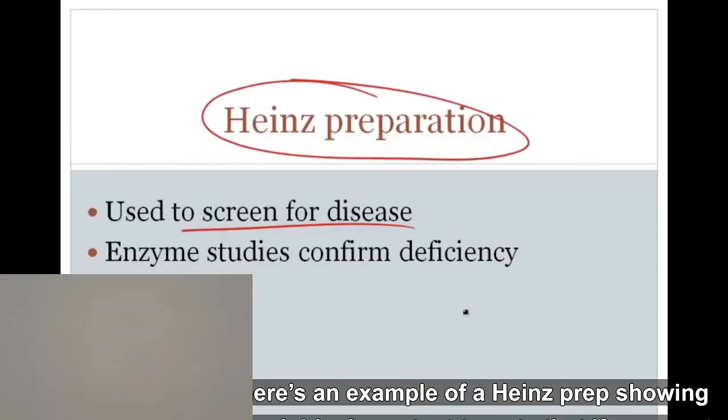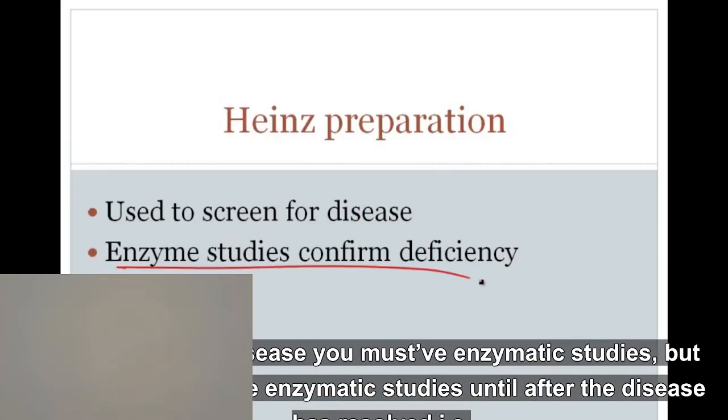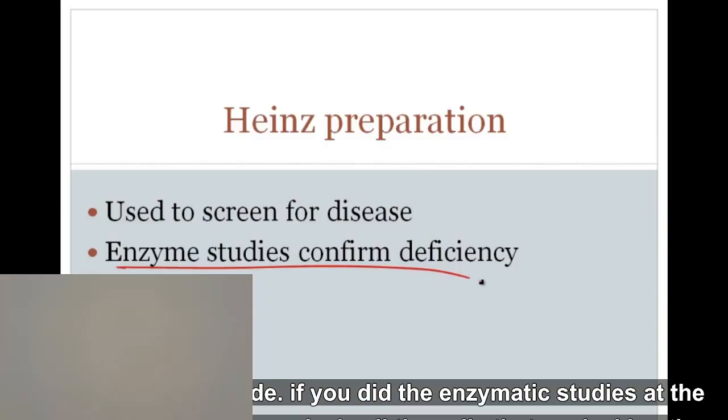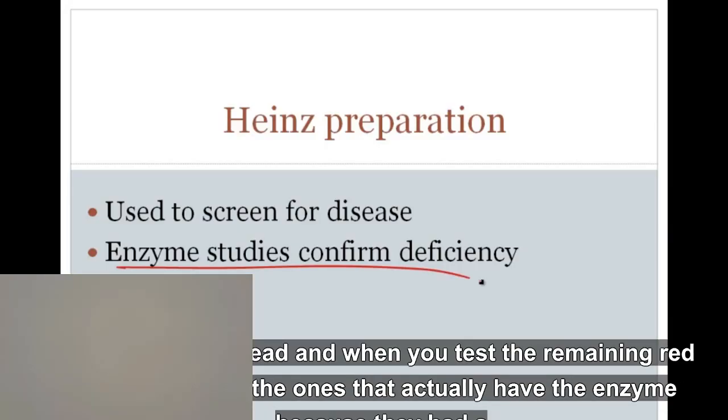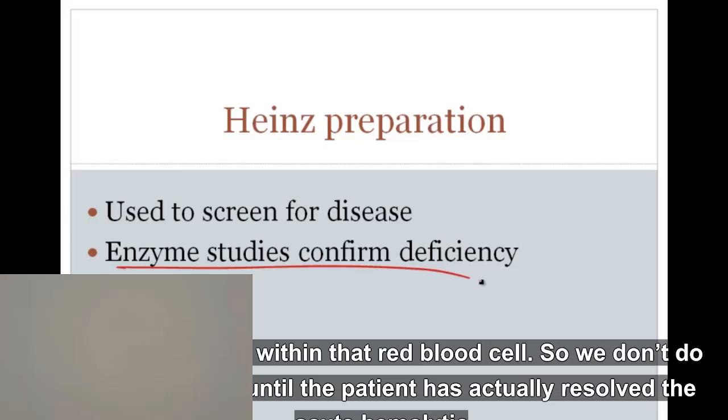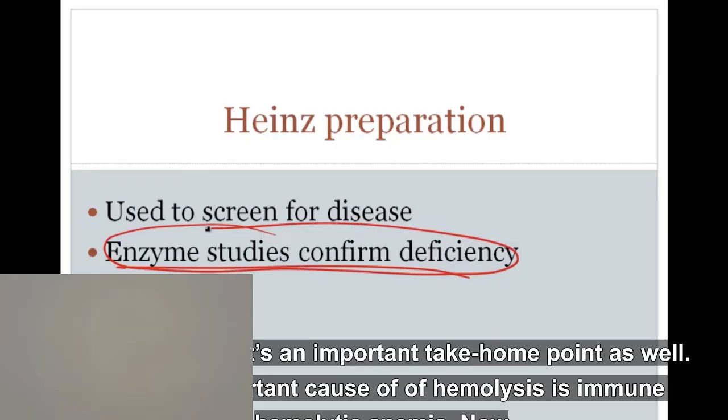Important to note that if you want to confirm the disease, you must do enzymatic studies. But you will not do the enzymatic studies until after the disease has resolved, i.e. after the acute episode. If you did the enzymatic studies at the time that there was hemolysis, all the cells that are lacking the enzyme will be dead. And when you test the remaining red cells, those are the ones that actually have the enzyme because they had a half-life sufficient within that red blood cell. So we don't do the enzyme test until the patient has actually resolved the acute hemolytic episode. And that's an important take-home point as well.